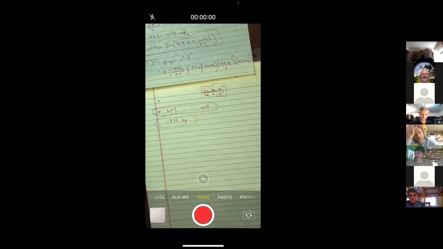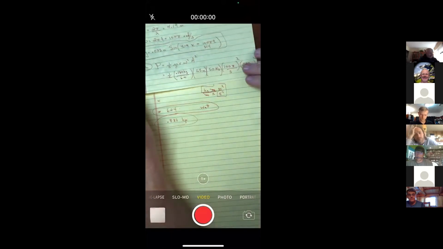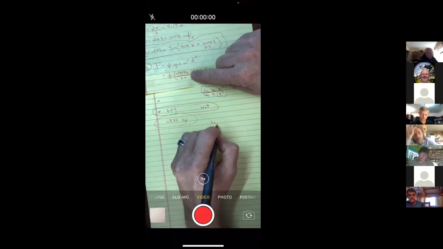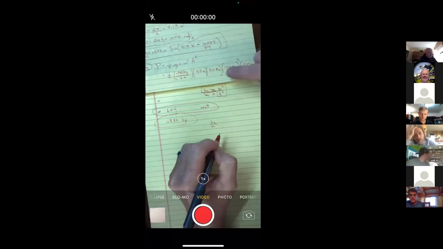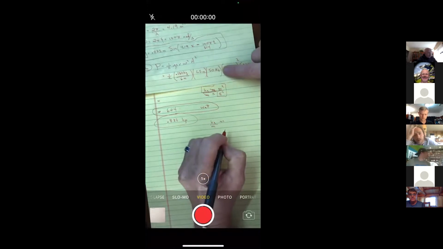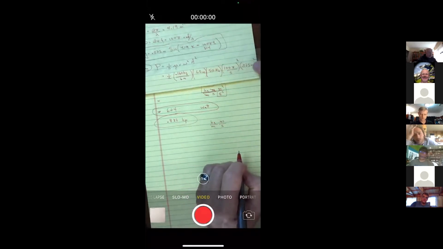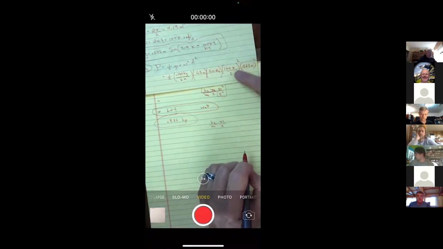Can you run me through those units one more time? Sure. Okay, so the first one is kilogram over meter. The next one is meter. The next one is a hertz, which is a per second. The next one is radians per second.